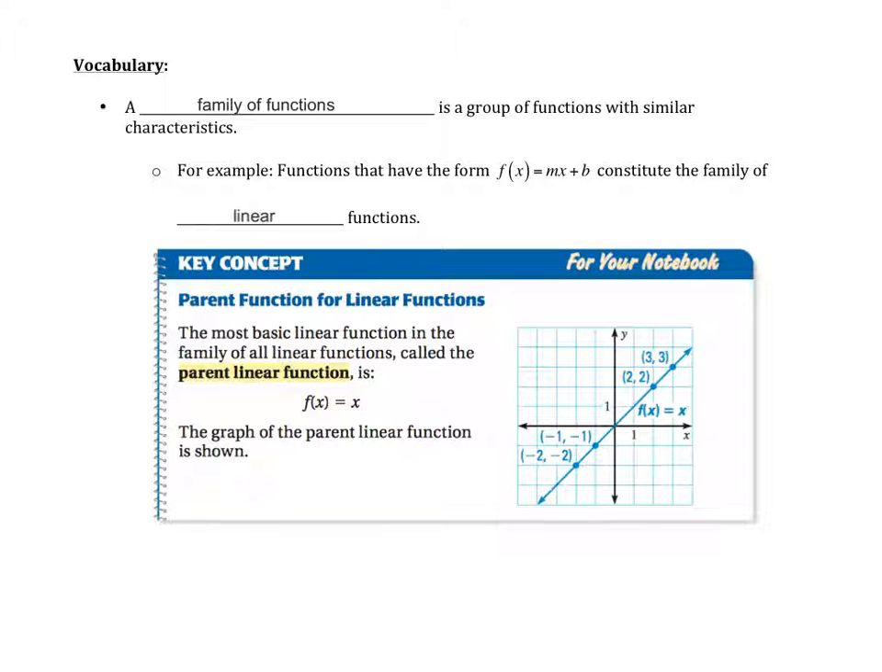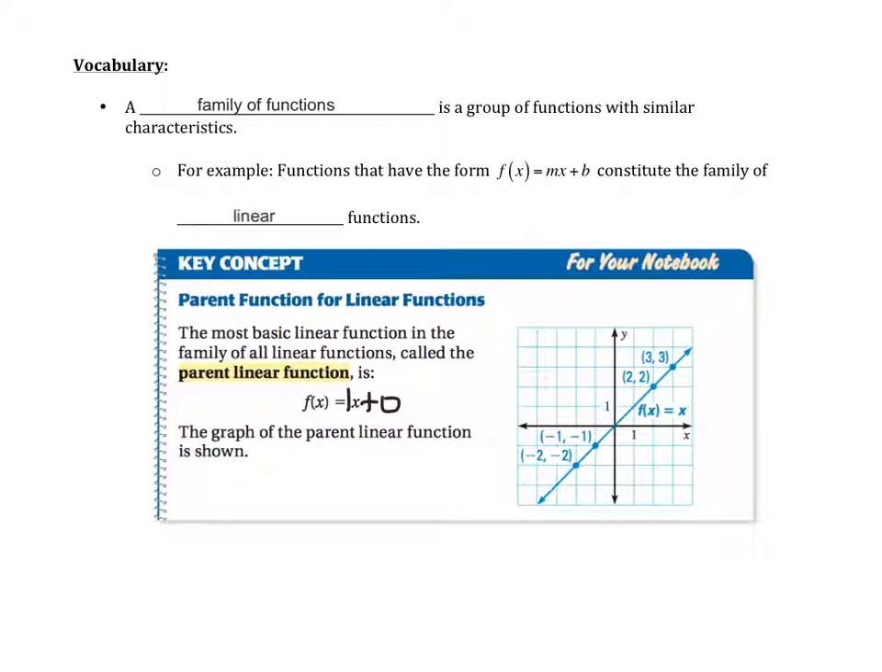I've included a graphic here, which is just a screenshot from your book, about the parent function for linear functions. It says the most basic linear function in the family of all linear functions, called the parent linear function, is f of x equals x. So basically, they've just stripped down this entire slope-intercept form. They're saying the slope is 1, because there'd be a 1 technically in front of this x, and there is no y-intercept. There's no plus b part, so it'd be 0.